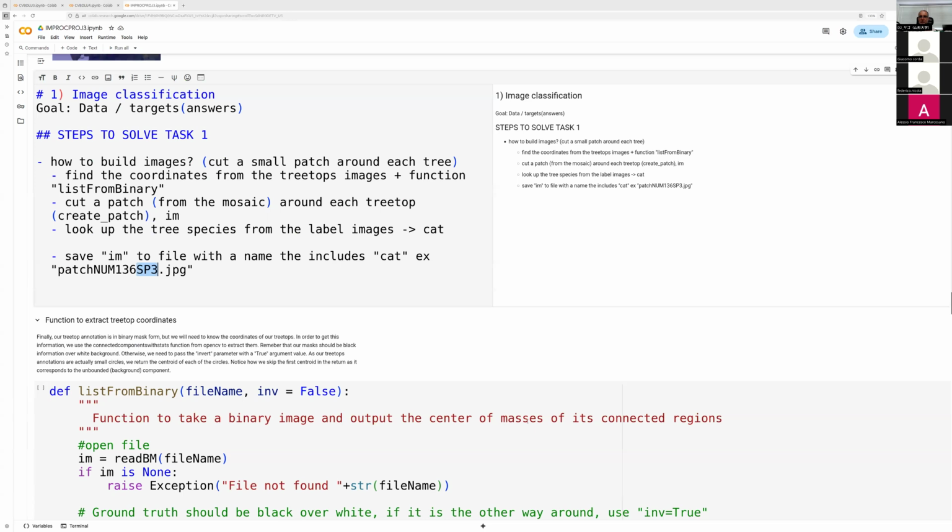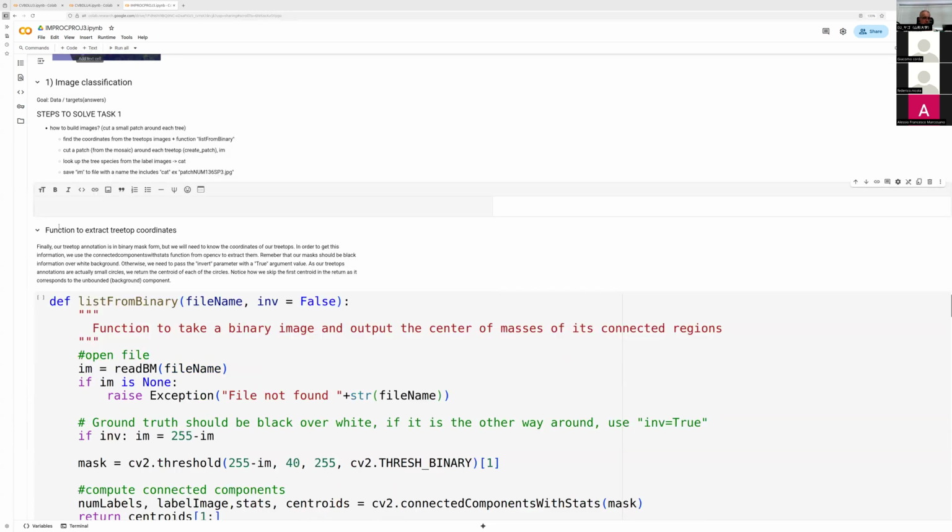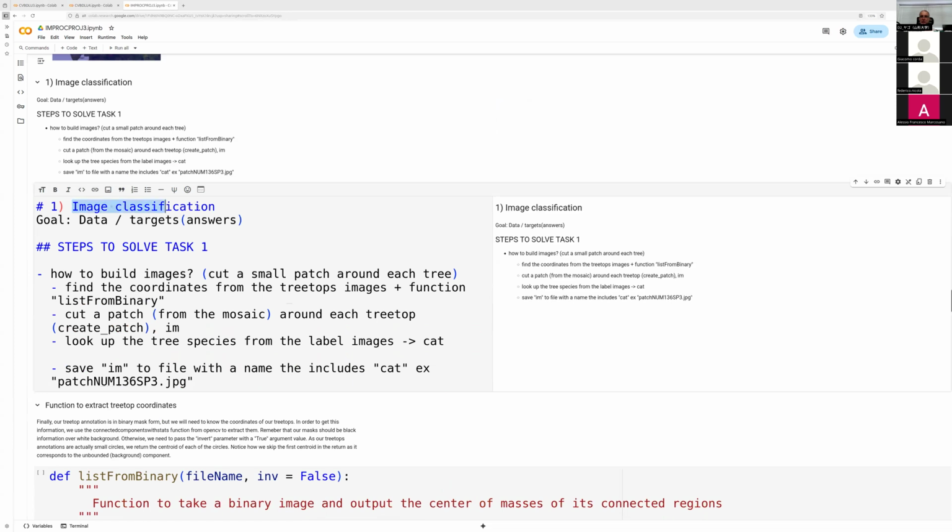Okay, I still have a few minutes. So how would this change if instead of image classification, I was doing, for example, semantic segmentation? In this case, my targets would be semantic segmentation masks. So how to build images?